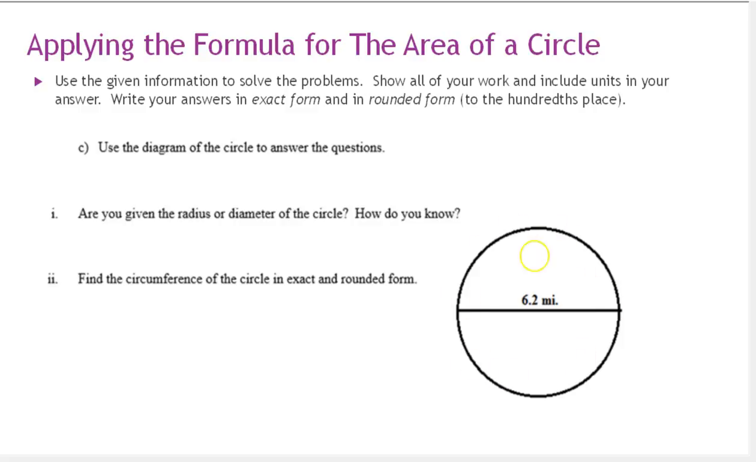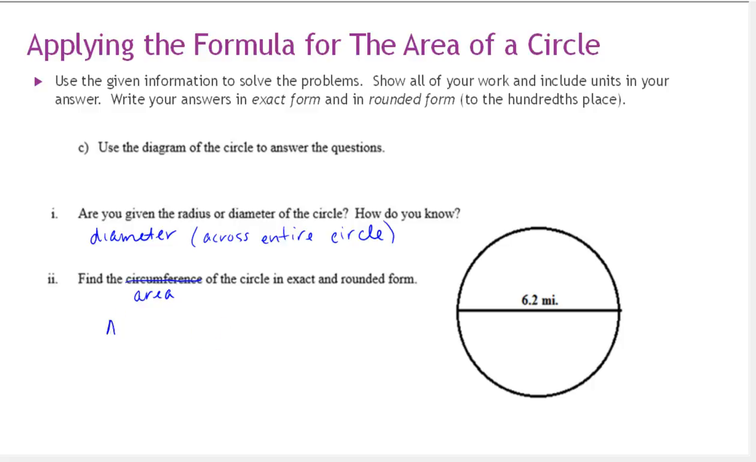So here's our circle. Okay, and we're given this value, and we're asked, are you given the radius or diameter? How do you know? And this is the diameter because it goes from one side of the circle all the way to the other. So we're given the diameter, and we know because it's across the entire circle through the center, not just halfway. Okay. Oh, so this says circumference, but we want to find the area. So please fix that. So find the area of the circle in exact and rounded form.